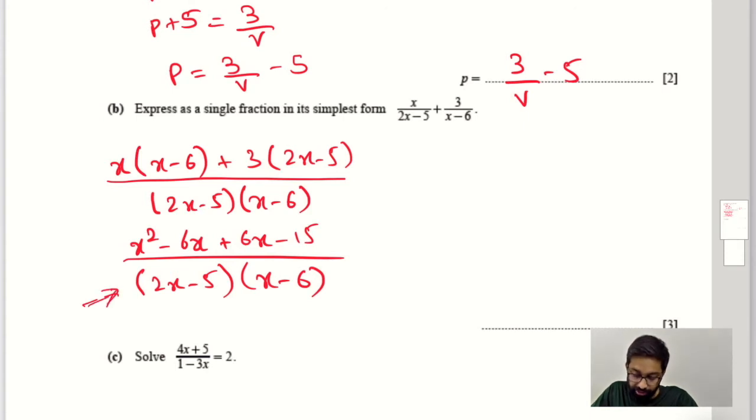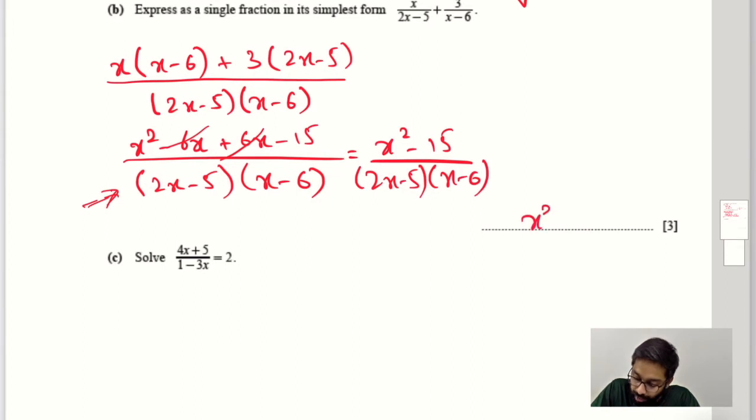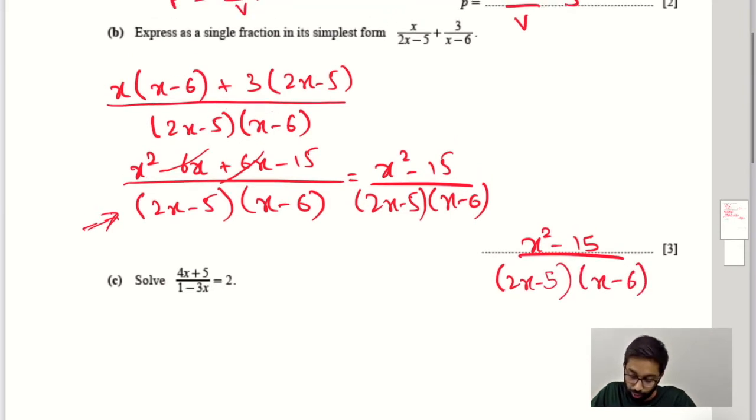Now we don't have to open this up. It's not necessary to do that, but if you want, you can go ahead and multiply these two factors as well. Okay, so what we get eventually is, since the negative 6x and the positive 6x cancel each other out, we are left with x square minus 15 over 2x minus 5 and x minus 6. So let's write that over here. X square minus 15 over 2x minus 5 and x minus 6. I hope this is visible.